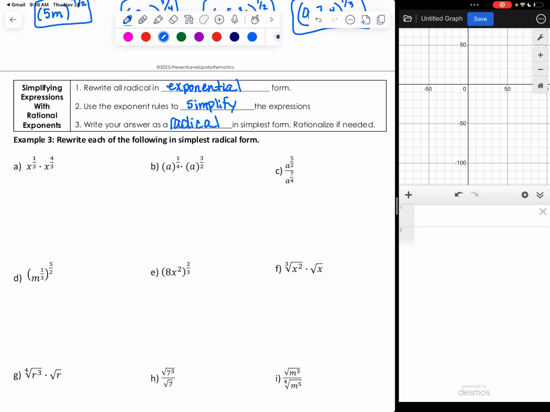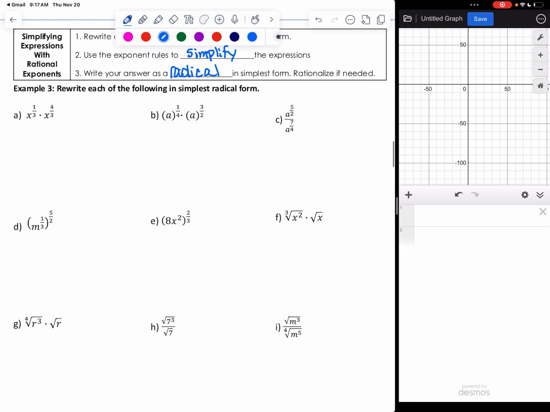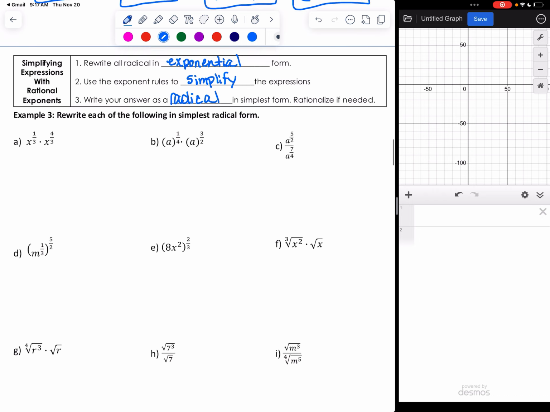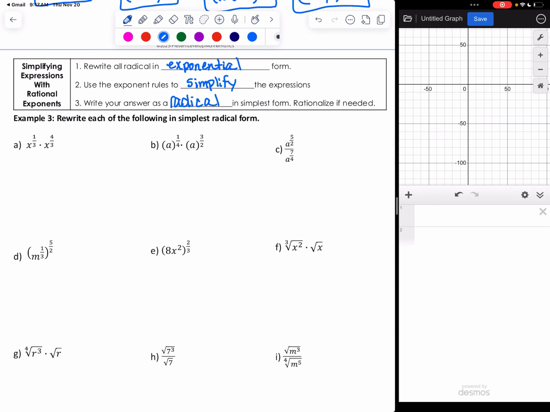in simplest form. So for example, in problem A, they want us to rewrite each of the following in simplest radical form. So in problem A, we have x to the 1/3 times x to the 4/3. So step 1 says rewrite all radicals in exponential form. Well, in problem A, we don't have any radicals. So step 1 is already done for us. So step 2 says use the exponent rules to simplify the expressions. Now, I'm going on the assumption here that you already know your basic exponent rules.